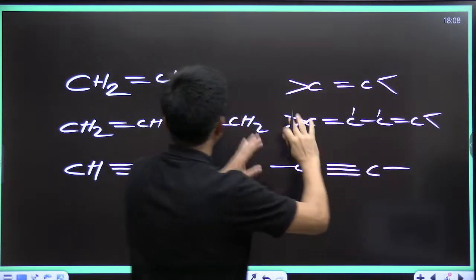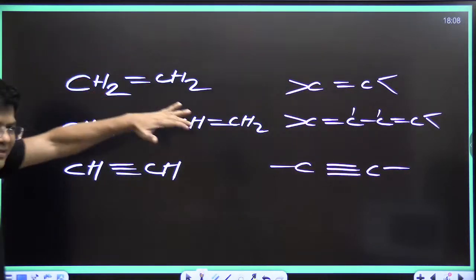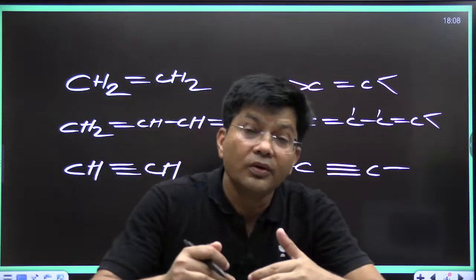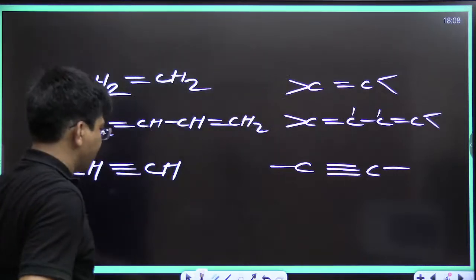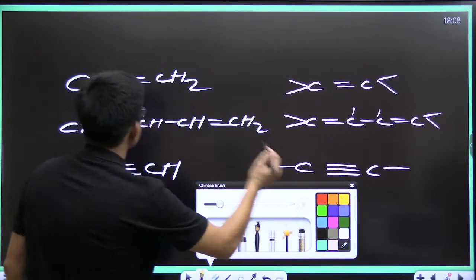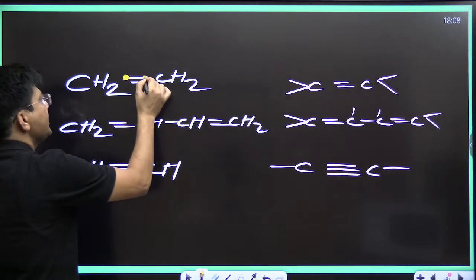So how to find out in the examination that these compounds are going to give the electrophilic addition reaction? Just see what they are having. They are having this pi electron.